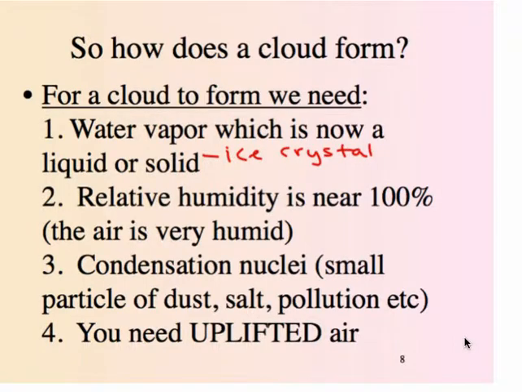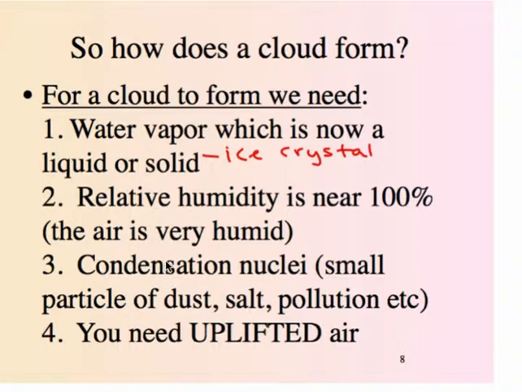So how does a cloud form? Well, for a cloud to form, you're going to need 4 things. Water vapor, of course, though it's not a vapor anymore; we're going to make it into a liquid cloud or a solid cloud. You need relative humidity near 100%. The air must be humid. It doesn't matter the temperature of the air; the relative humidity needs to be near 100%.